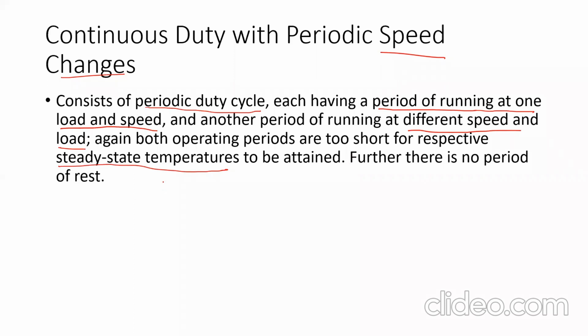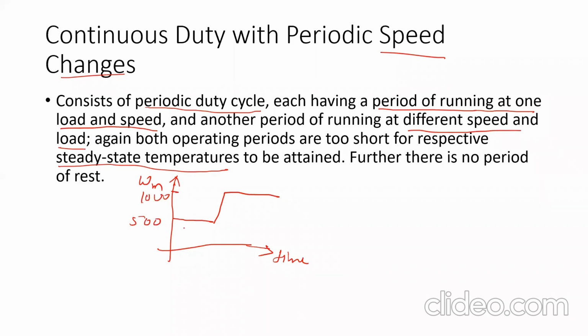In this case, you can either draw a speed-torque curve or just a torque curve. For example, suppose the omega m versus time curve is here. For some time the machine is running at 500 rpm, and after some time the machine is running at 1000 rpm.